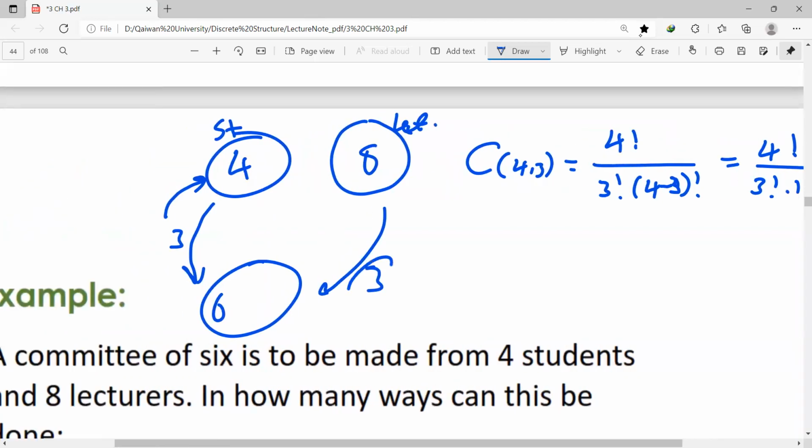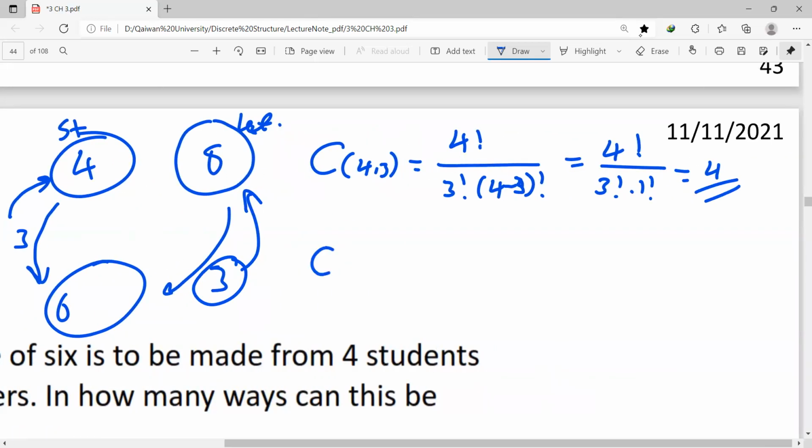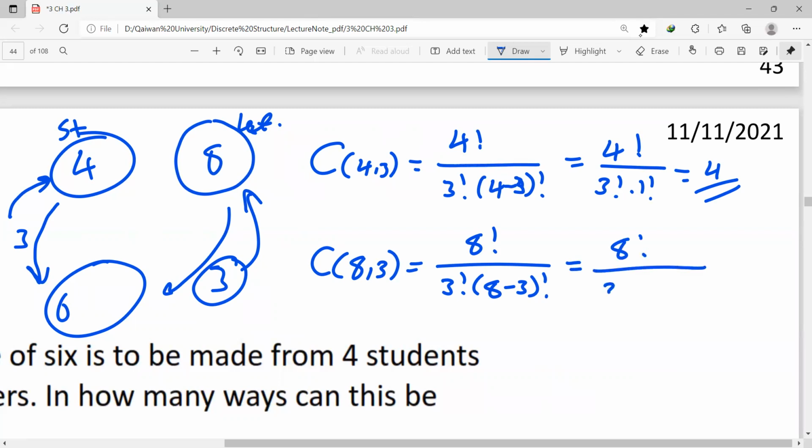Then we choose 3 from 8 lecturers. That means we find the combination of 8 and 3. It equals 8 factorial divided by 3 factorial times (8 minus 3) factorial. This equals 8 factorial divided by 3 factorial times 5 factorial. It equals 56. We now multiply these two results.